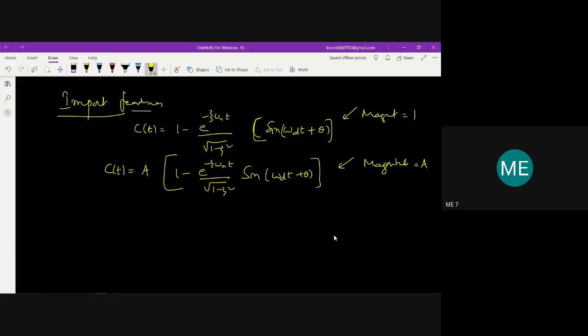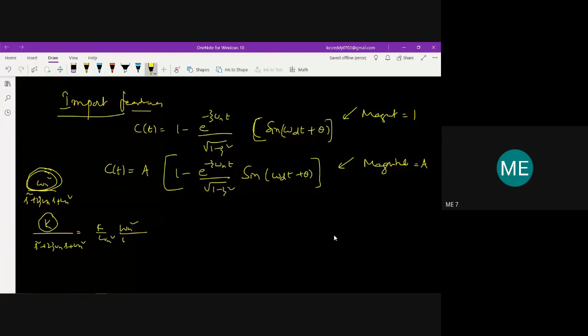So it is multiplied by A. And also here we have considered the standard form with omega n square in the numerator. If it is not in the form of omega n square, for example, k by s square plus 2 zeta omega n into s plus omega n square, then this has to be converted to k by omega n square into omega n square by s square plus 2 zeta omega n into s plus omega n square. Now this shows the standard form.